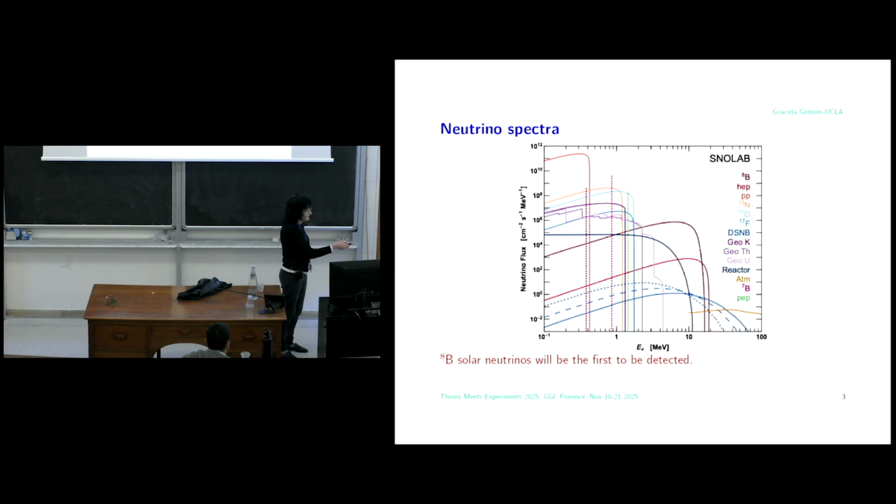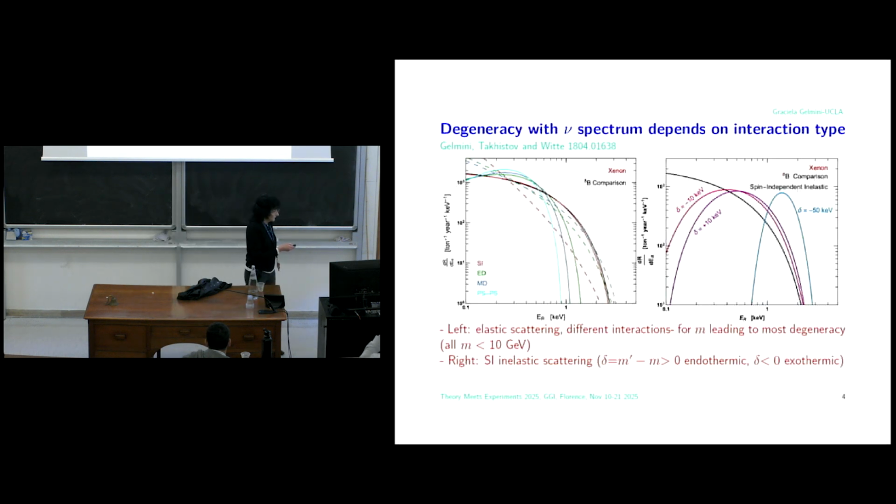Then there are, you see here, atmospheric neutrinos. There are some reactor neutrinos contributing to SNOLAB too. You know, neutrinos are from everywhere and everything. But they are subdominant with respect to boron-8. So the ones that I'm going to mention, when I mention a spectrum, it will be the spectrum of boron-8, because this is the one that we will reach first.